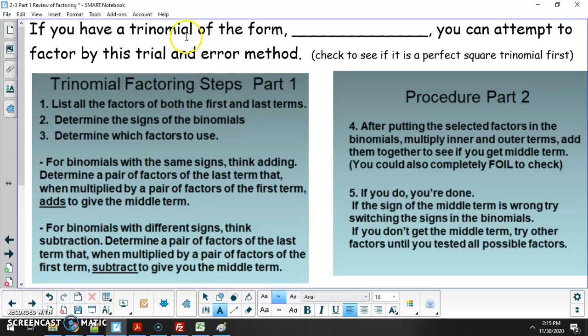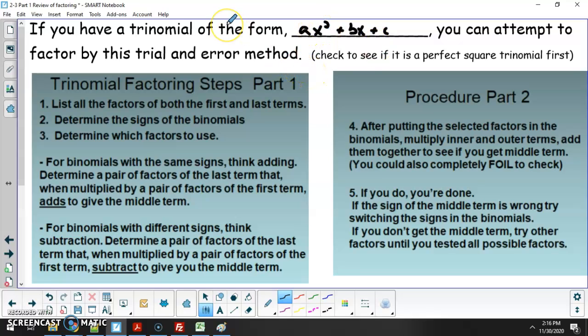All right, so if you have a trinomial of the form, okay, it has to have an x squared term as the first term. It might be 1, but it has to be there. So if you order the terms from greatest to smallest with the exponents, it would be ax squared plus bx plus c. Now these pluses could be minuses, so just be aware of that. And if you have something like this, you can factor by trial and error.